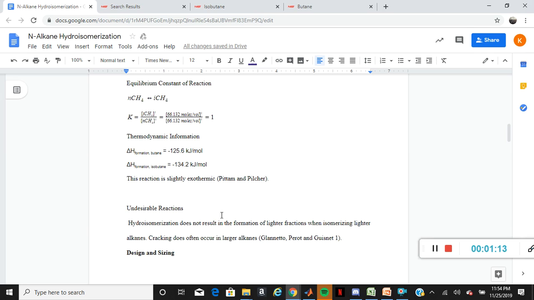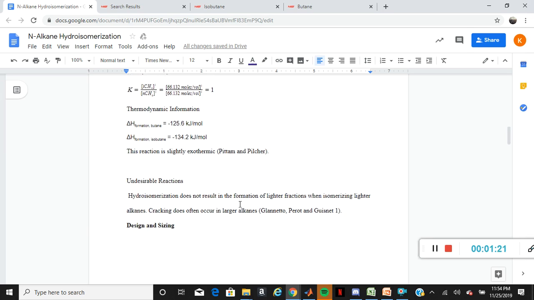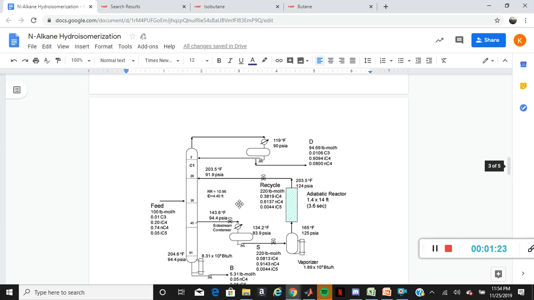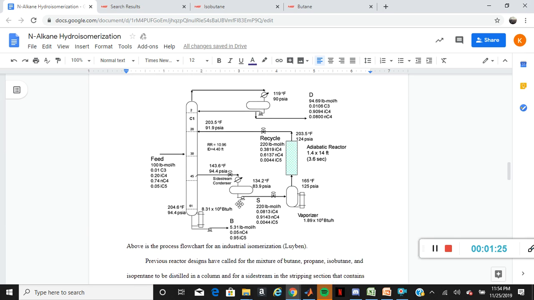The online ACS publications were the primary source of information for the design specifications needed for the project, so we got most of our information for this process. This flowchart here shows the combination of the distillation column with the reactor. This reactor is basically the reactor we're attempting to design.